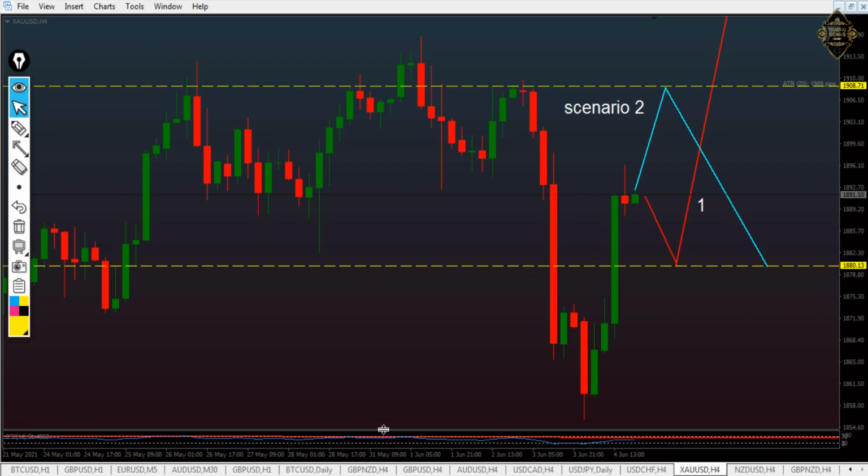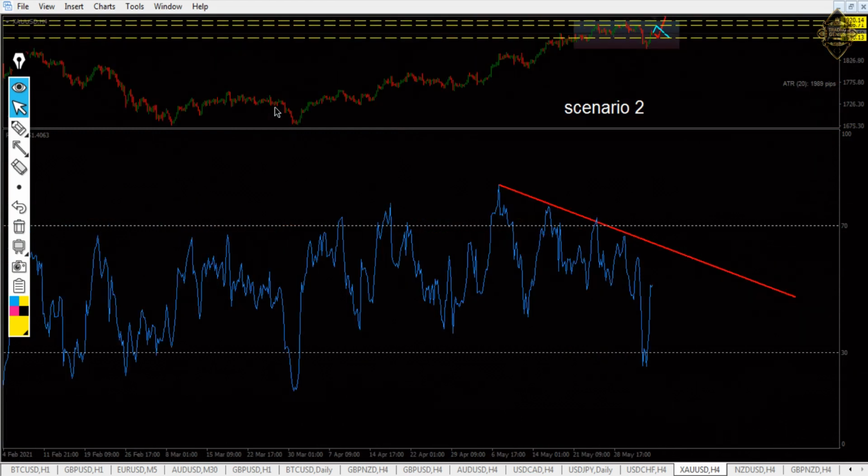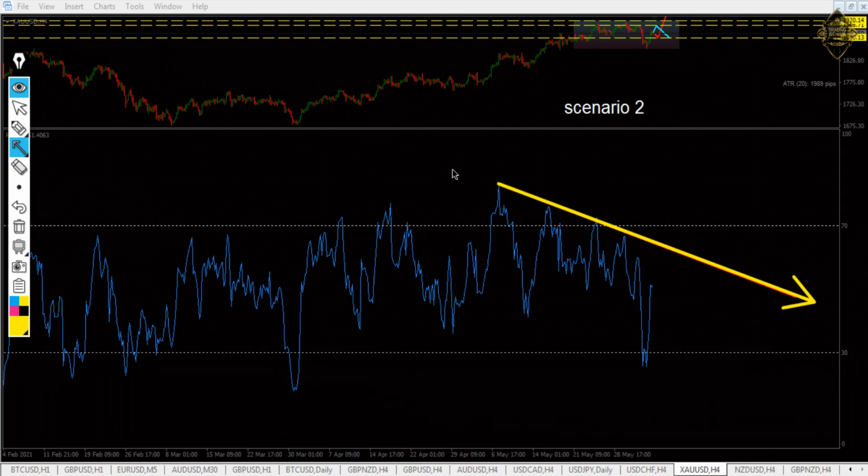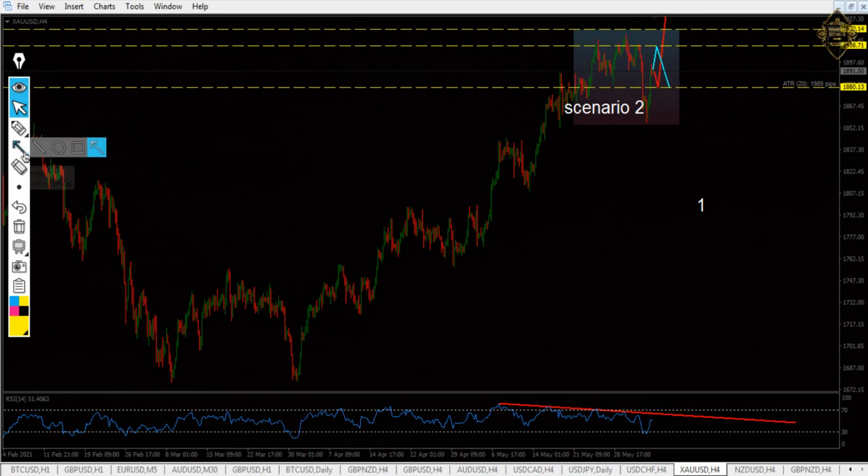Here in the RSI, the way I told you, we got two scenarios, because here in the RSI the price is giving us a downtrend or a divergence. But if you see it in the chart, let me show it to you. Here in the chart we also got an uptrend, but in the RSI we got a downtrend. That's a divergence.